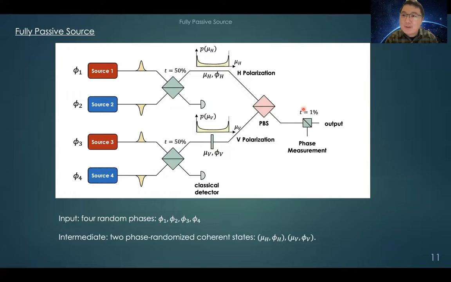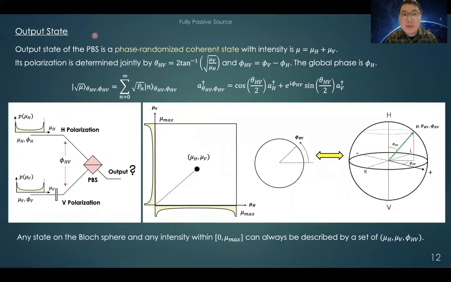So the next question is, what is the output of the PBS? Well, it turns out that the output of the PBS will also be a phase randomized coherent state. Its intensity would be the sum of the 2 intensities, mu H and mu V, and its polarization is determined jointly by theta and phi, which are the polar angle and the azimuthal angle on the Bloch sphere. Theta is determined by the ratio or the asymmetry of mu H and mu V, and phi is determined by the phase difference between the H and V arms. We can also write it out in terms of the Poissonian state and also the creation operators for that coherent state. So we can prove that each set of mu H, mu V, and phi HV that Alice observes corresponds to a state on the Bloch sphere.